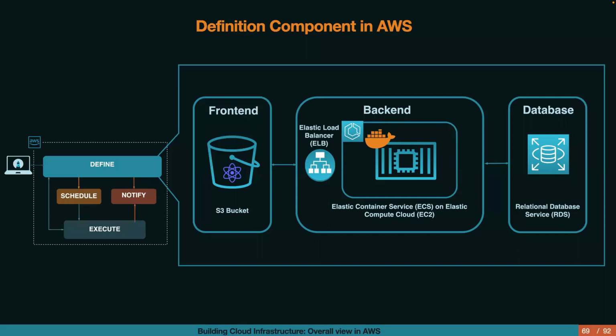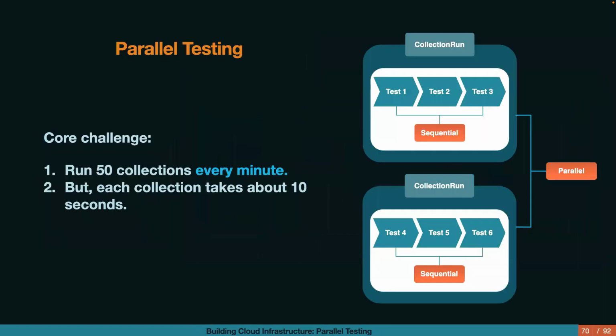Before moving to the cloud, the collection runner was already able to execute multi-step tests. We also wanted to execute the tests in parallel. Let's do a quick recap of the problem we set out to solve. Suppose we want to monitor 50 collections every minute, but executing all the tests in one collection takes around 10 seconds. That means executing all collections sequentially would take 500 seconds. If I'm getting my math right, that should be just above 8 minutes. We set out to solve this problem by executing collections of tests in parallel.